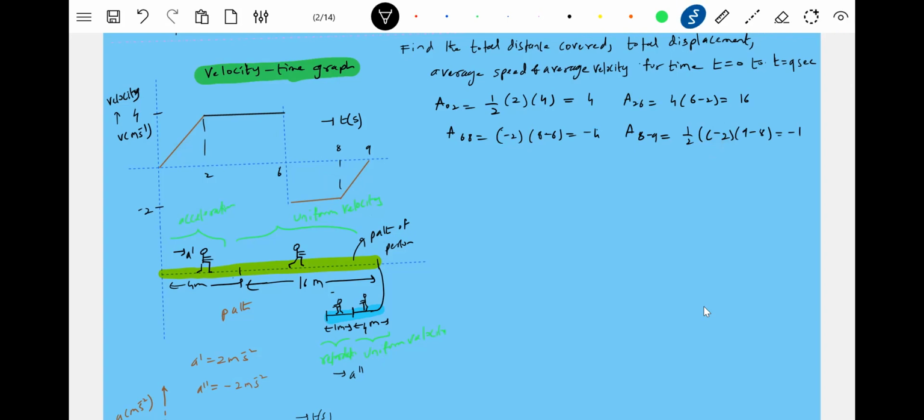Now total distance covered is needed. For total distance covered, you just add up all those areas. Distance covered cannot be negative, no? You walk 4 meters with accelerated motion, then there's uniform velocity motion, then again uniform velocity, then a retardation. Distance covered is 4, 16, 4, 1. Distance covered should not be negative, that's why I'm taking the modulus. Able to understand why this mod? So this will be 4 plus 16 plus 4 plus 1, which is 25.